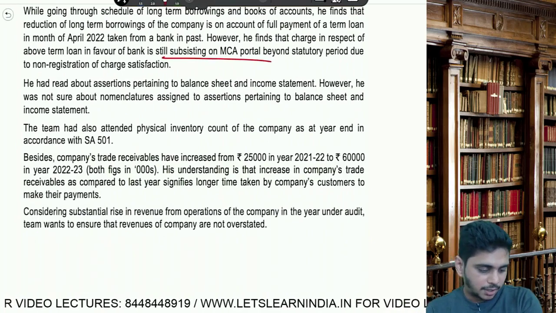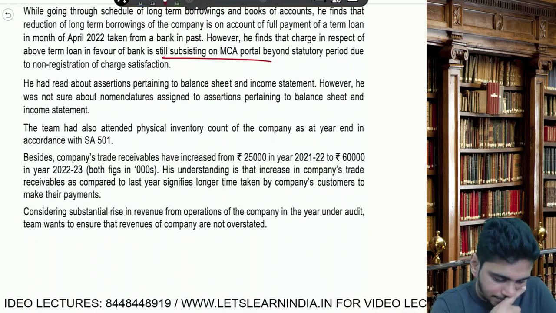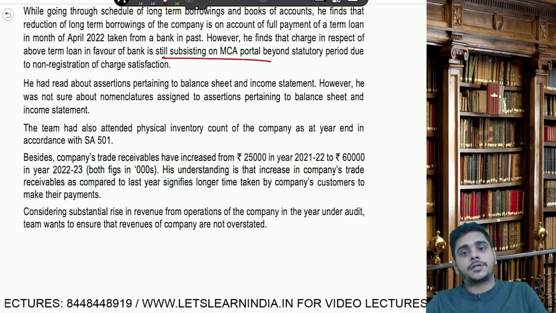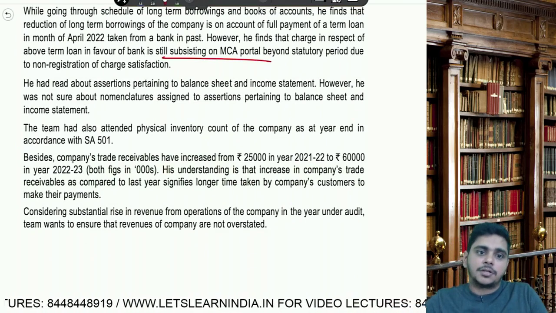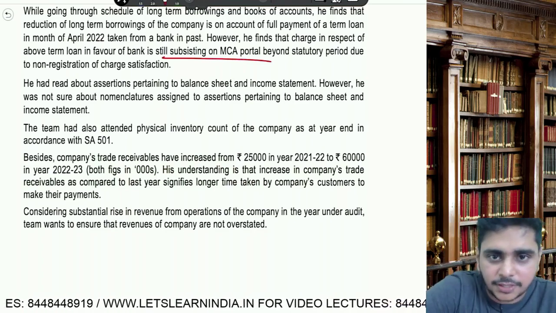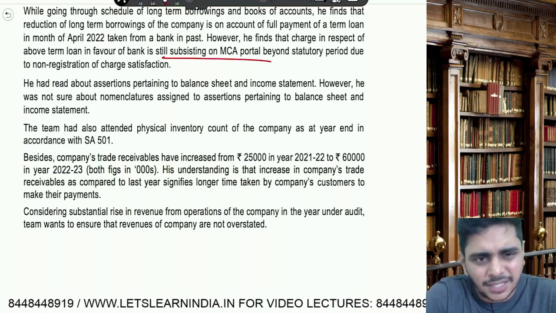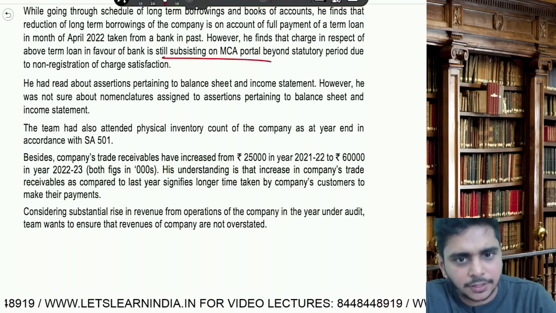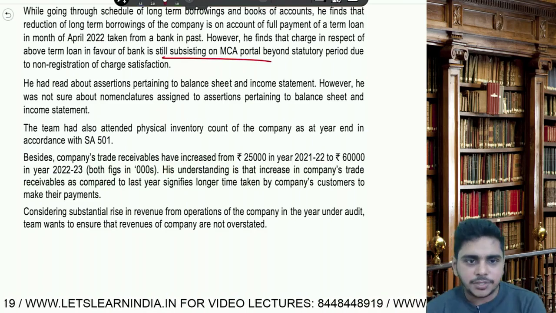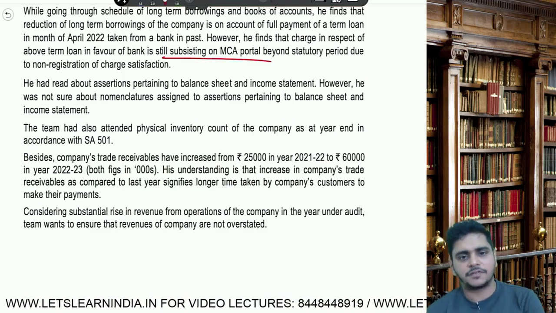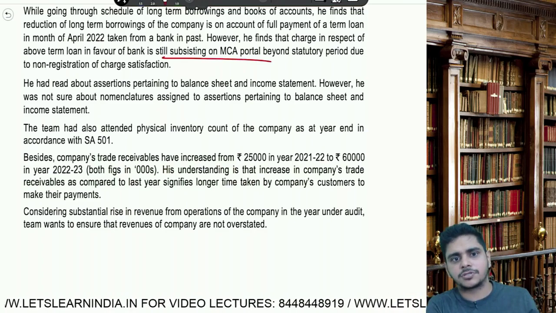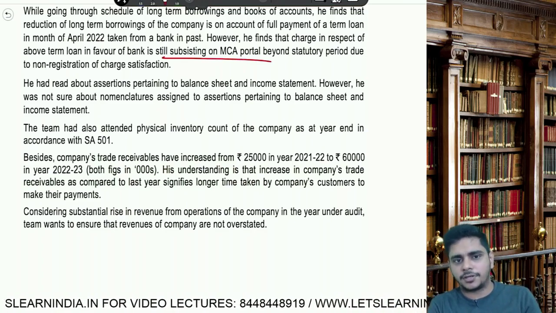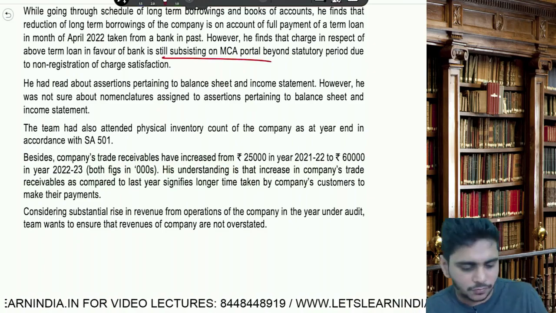He has read about assertions pertaining to balance sheet and income statement. However, he was not sure about the nomenclatures assigned to assertions pertaining to the balance sheet and income statement. The team also attended physical inventory count of the company as at the year end as per SA 501. Besides this, company's trade receivables have increased from 25,000 to 60,000 in the year 22-23. His understanding is that the increase in trade receivable as compared to last year signifies longer time taken by the company's customers to make their payments. Considering substantial rise in the revenue from operation of the company in the year under audit, the team wants to ensure the revenues are not overstated.